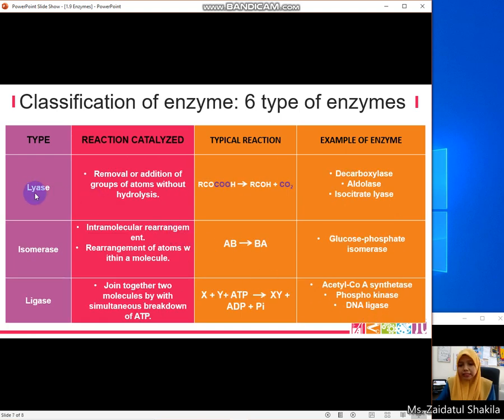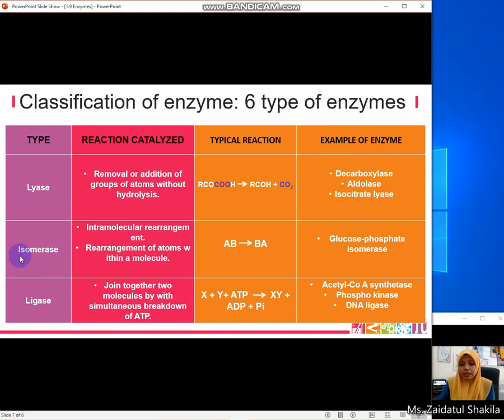The next class of enzyme is lyase. Lyase is involved in removal or addition of groups of atoms without hydrolysis. So no addition of water. The groups of atoms are being removed or added in that substance. The typical reaction of lyase, look at the example, RCOCOOH becomes RCOH plus CO2. So there is a group of atoms being removed, which are C and two O. They combine together and become carbon dioxide. An example of an enzyme in this class of lyase is decarboxylase. So DE refers to the removal, and carboxylase refers to the removal of a carboxyl group, the functional group. Other than that, aldolase or isocitrate lyase.